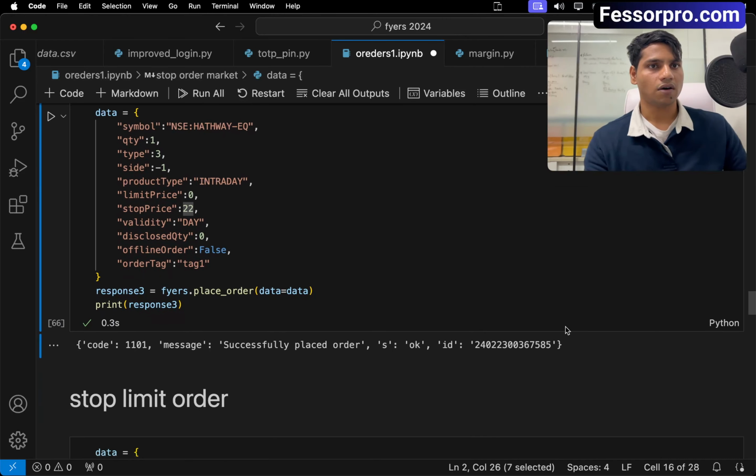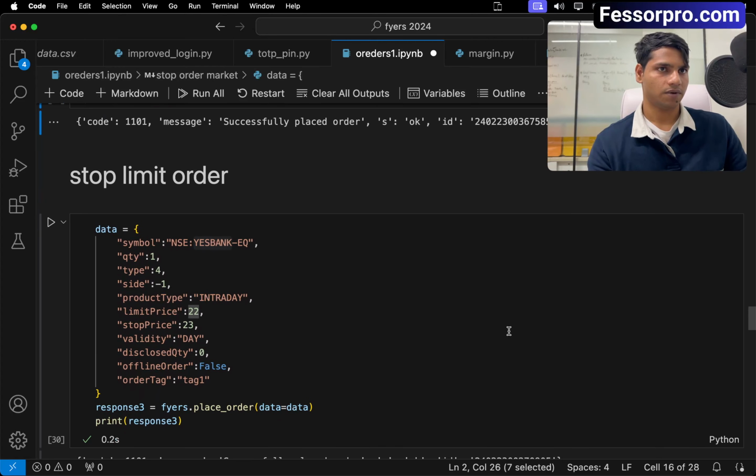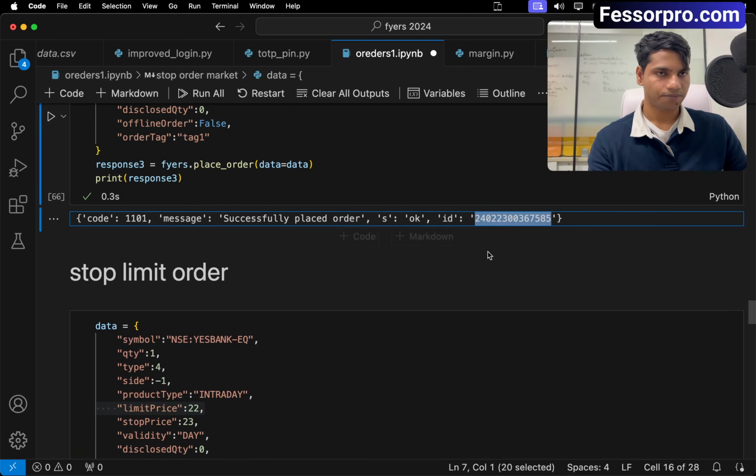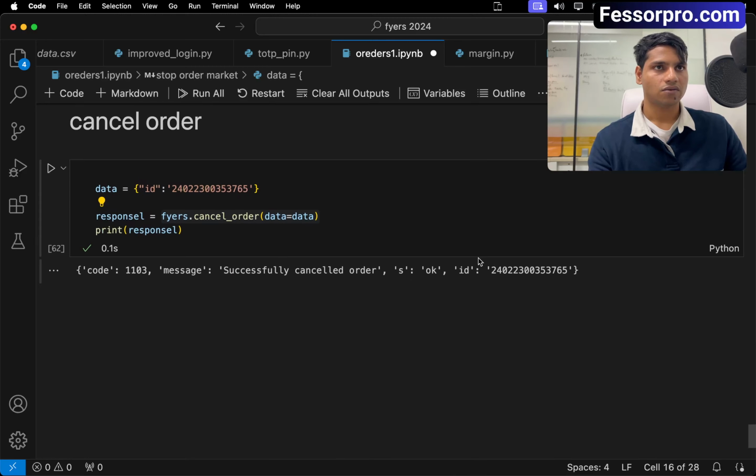Now let's discuss how you will place a stop limit order. In stop limit order, you need to specify a limit price also. I'll just close this sell order now. I'll copy the ID, go to the cancel order section, paste the ID, and call the cancel order function. So this will cancel my stop order. You see my order was cancelled. So there is no stop order now. I'll place a stop limit order. So let's place it now. This will be Hathway again.